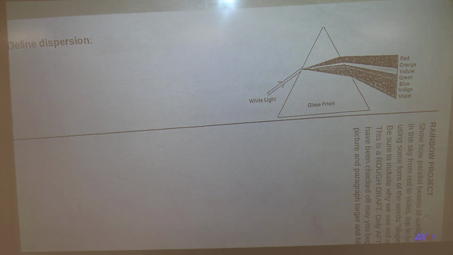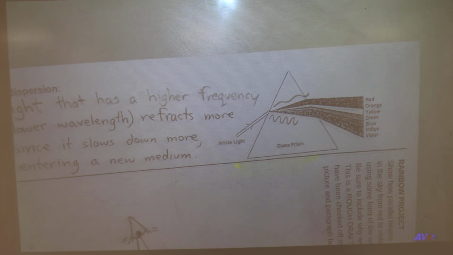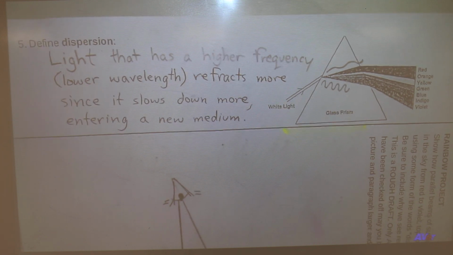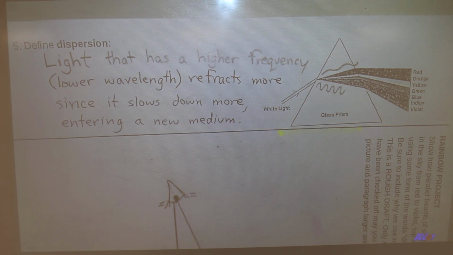First, I'd like you to get down the definition of dispersion, and I'll just put it here for you. And there it is. Light that has a higher frequency, or lower wavelength, same thing, refracts more since it slows down more entering a new medium. Just like we're seeing there, high frequency refracting more. So anytime, pause the video where you need to, like to get that down, for example.